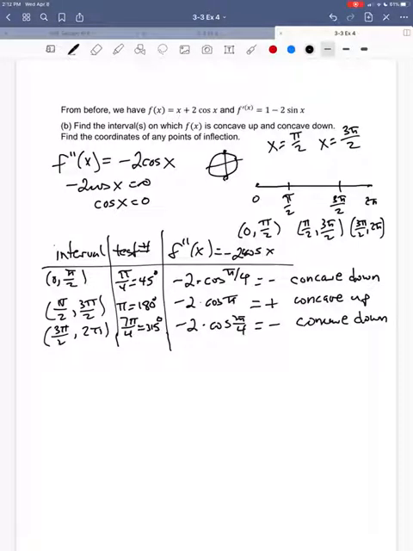So where is it concave up? That's from pi over 2 to 3 pi over 2. Where is it concave down? Well, those are the other ones, from 0 to pi over 2, and from 3 pi over 2 to 2 pi.